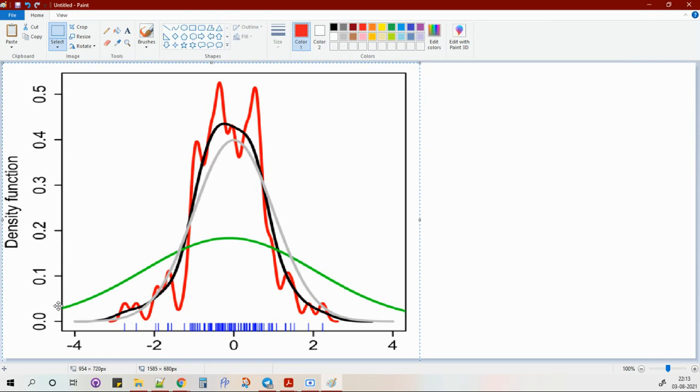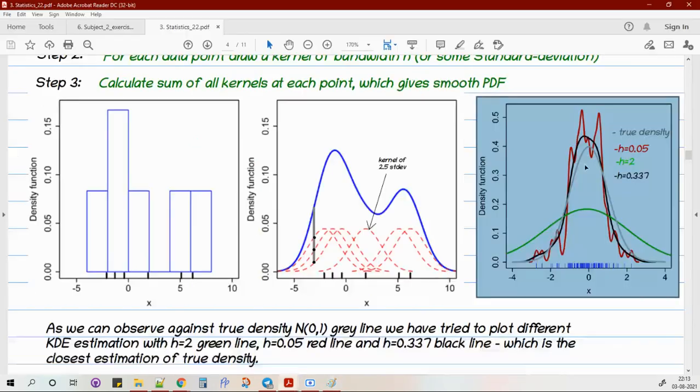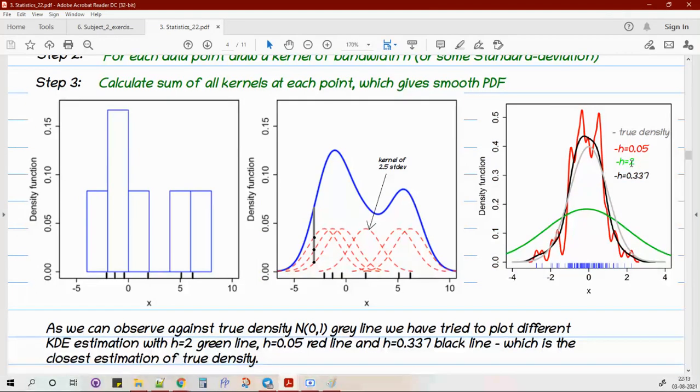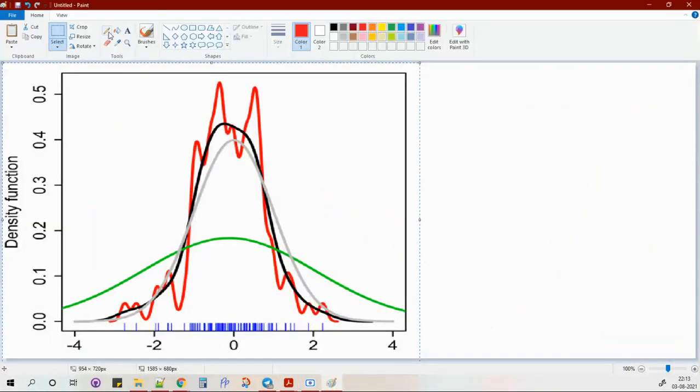For this green line, the bandwidth is higher, I guess it is 2. So if I take a bandwidth of 2, I am taking big kernels like this, right? That's why it is giving something like this. So this is not a true estimation. If I take very small kernels like this, it will overfit. It is kind of overfitting and underfitting, if you think intuitively, right?